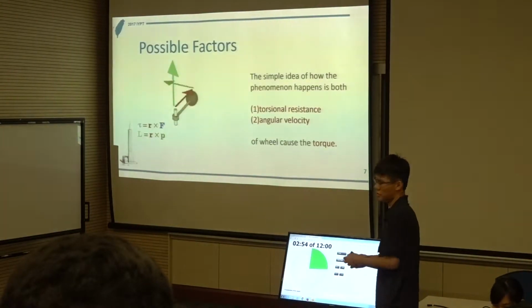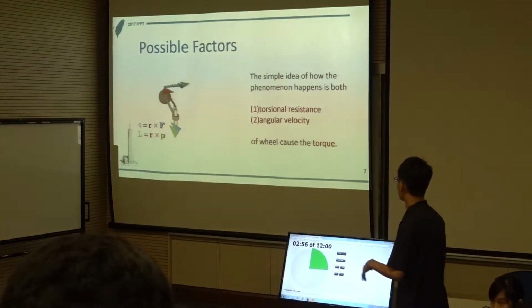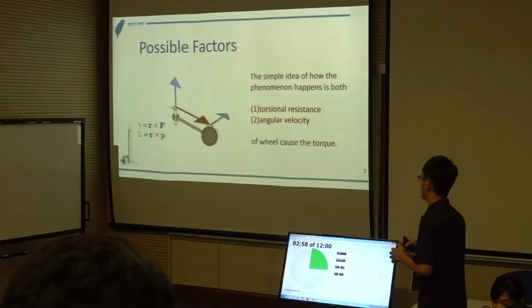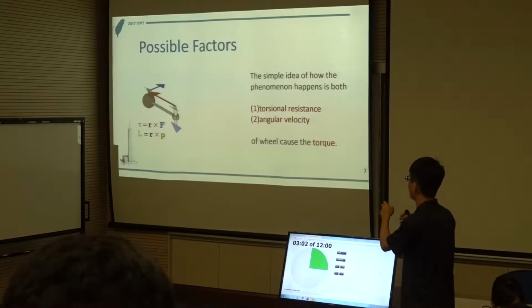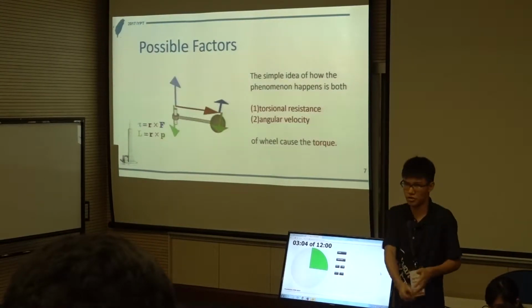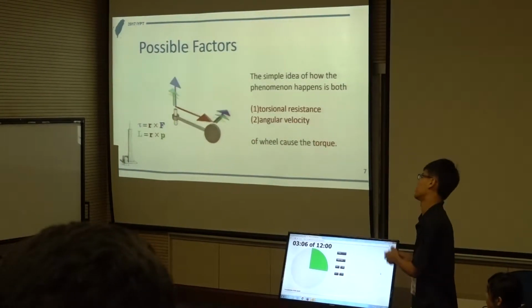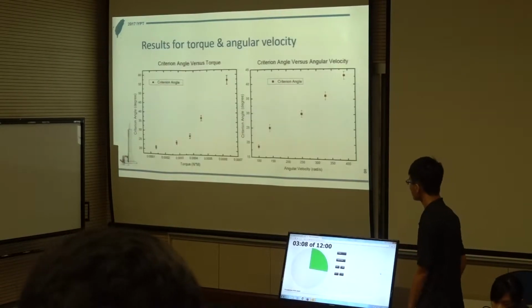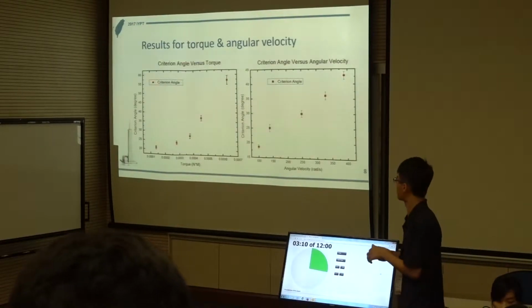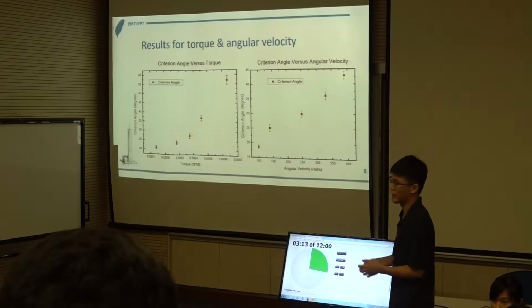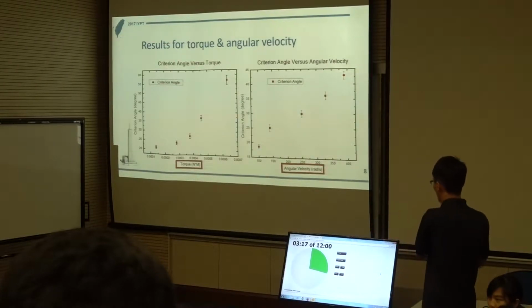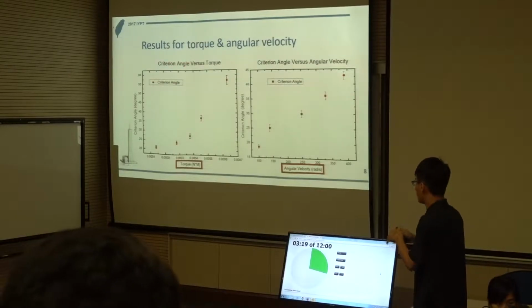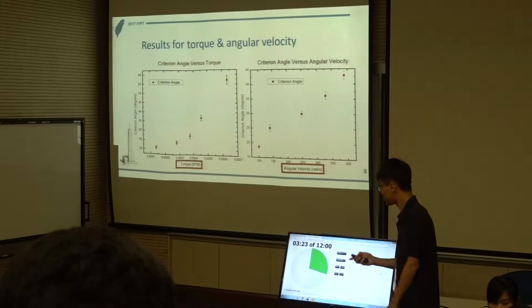And here are the possible factors of the gyroscope. The simple idea of how this phenomenon happens is that the torsional resistance and the angular velocity both contribute to the torque and make this phenomenon happen. Here are some preliminary results for torque and angular velocity. As you can see in this graph, when we increase the torsional torque and also the angular velocity, we get a bigger criterion angle.